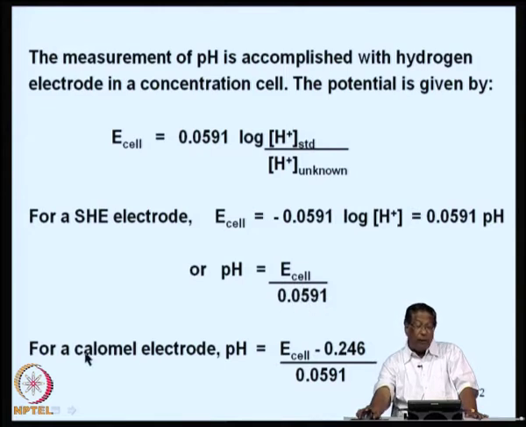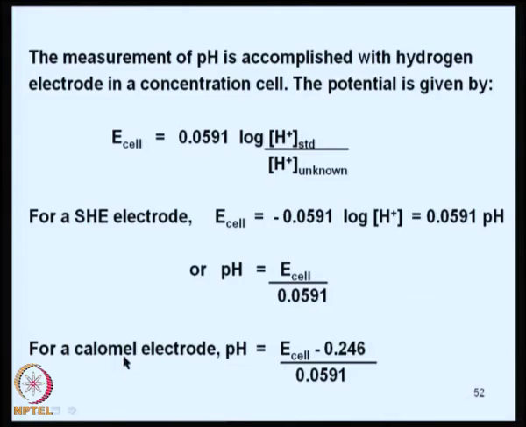So, if I use a calomel electrode instead of a standard hydrogen electrode, I must write E cell minus that of the calomel electrode, that is 0.246, divided by 0.0591 volts. Why do I go for a calomel electrode? That is because the standard hydrogen electrode is difficult to set up. So, the calomel electrode is very simple.